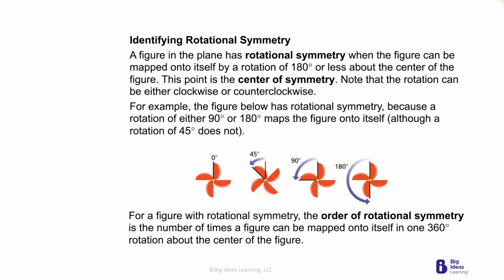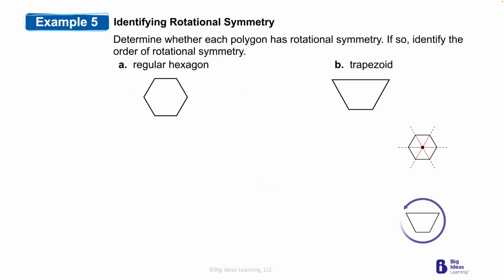Okay, rotational symmetry. This just means that I can spin the figure 180 degrees or less and get it to match up around itself. So the center of the figure is called the center of symmetry, and you can rotate clockwise or counterclockwise. So if you cannot get it back onto itself under 180, then it doesn't have rotational symmetry. Now, if a figure has rotational symmetry, its order of rotational symmetry is how many times you can map it onto itself in one full rotation around it. So we decide if it has rotational symmetry or not, and if it does, the order.